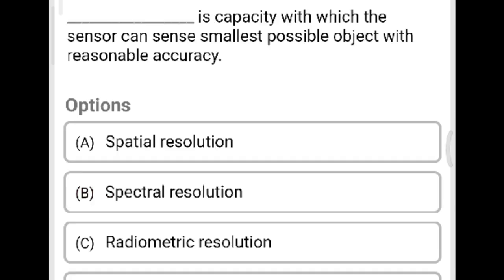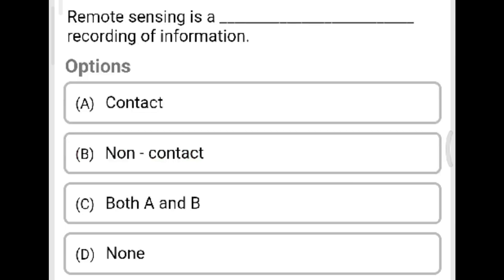Next question, dash is the capacity with which the sensor can sense the smallest possible object with reasonable accuracy, option A spatial resolution, option B spectral resolution, option C radiometric resolution, option D none of the above. The correct answer is option A spatial resolution. Next question, remote sensing is a dash recording of information, option A contact, option B non-contact, option C both A and B, option D none of the above. So the correct answer is option B non-contact.